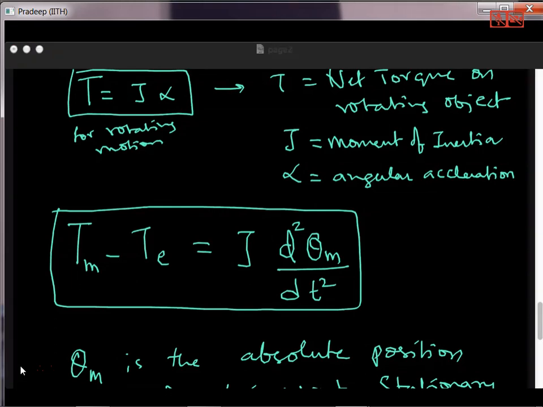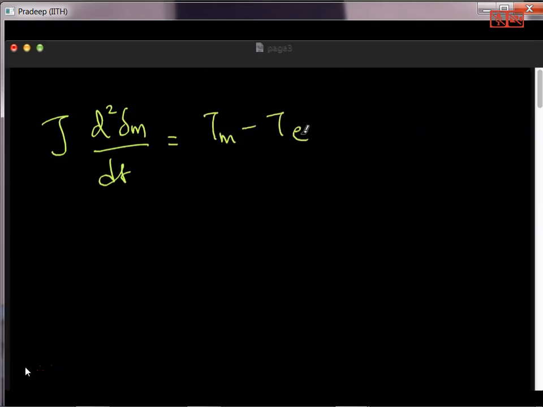So I go to a new page. J d2 delta m by dt is equal to Tm minus T. Now I can multiply with omega m throughout this. Omega m is the angular velocity of the rotor.